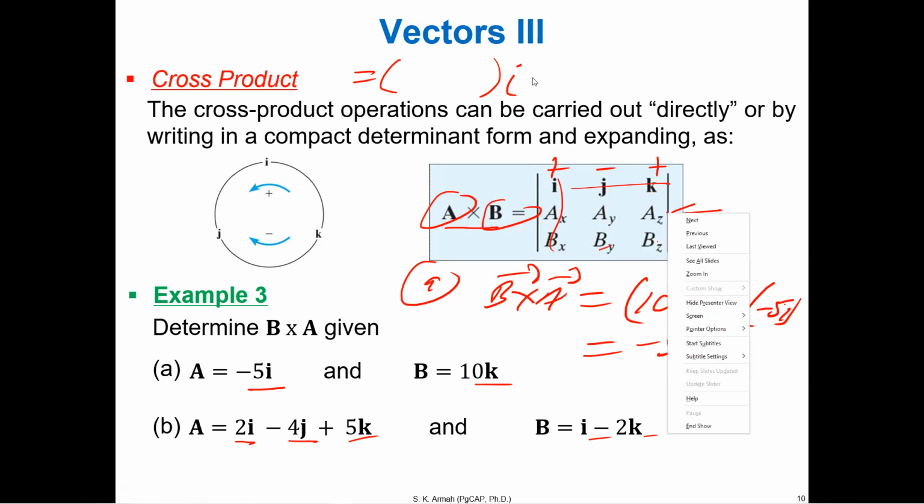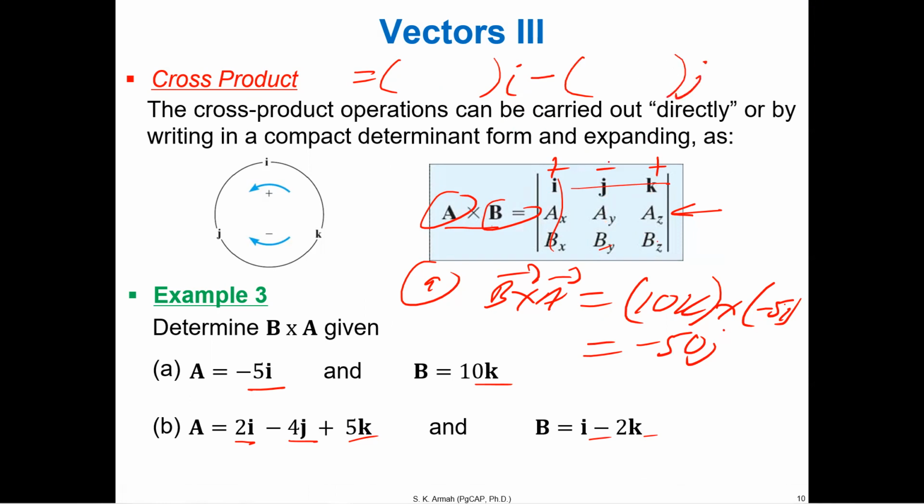Then you go to minus, you cover, then you do J. So you cover this and cover this. Then you multiply this to that, minus this to that. And then you go to plus K. You cover this side and cover this side, and do this and that minus this and that. Okay, I'll do an example for you.